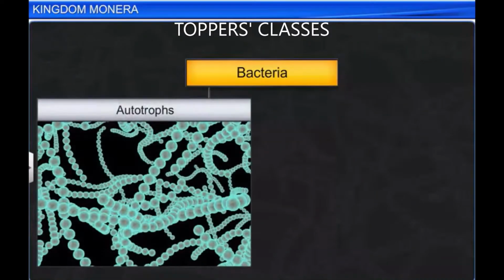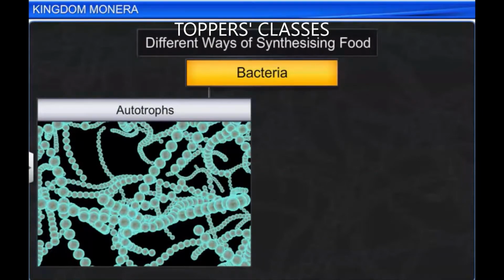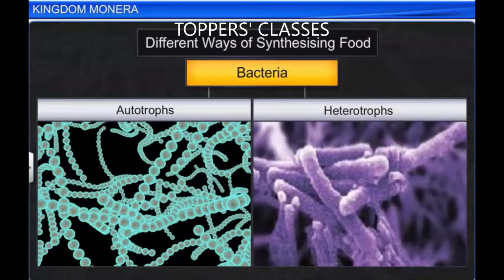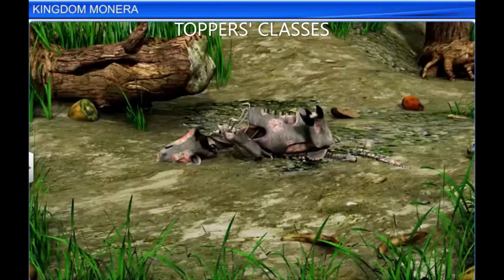Some of them are autotrophs. That is, they synthesize their own food from inorganic substrates. However, a majority of them are heterotrophs. That is, instead of synthesizing their own food, they depend on other organisms or dead organic matter for food.